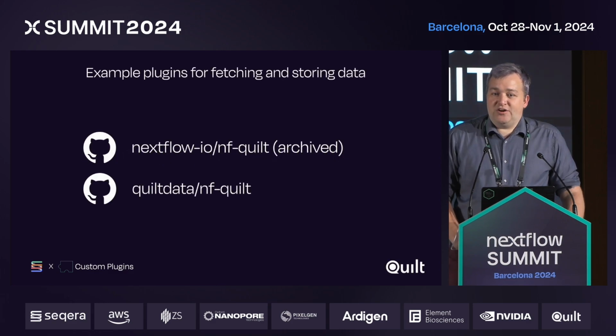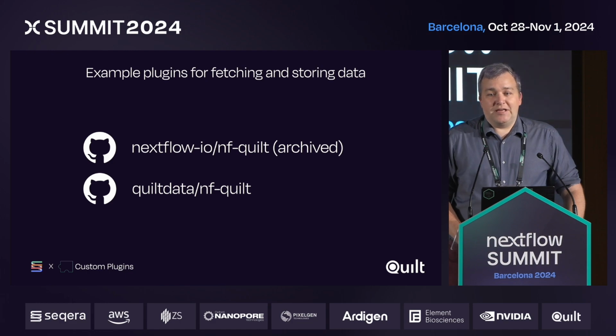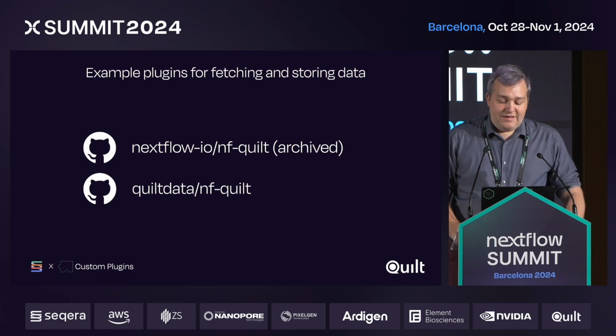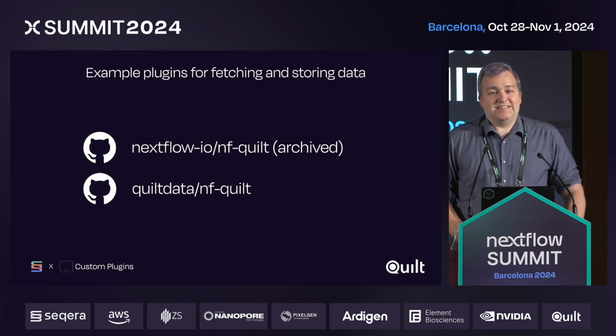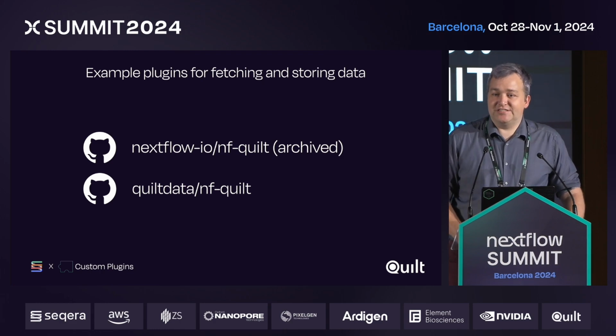And if you want to see a way to do this, take a look at these plugins by our Summit sponsor Quilt. The archived version of this plugin at nextflow-io has a good example of doing this with primarily Python-based tooling and using Java and Groovy as a wrapper around that. And then the quiltdata/nf-quilt one has an example of a full-fledged, fully Groovy and Java implementation of this type of plugin.